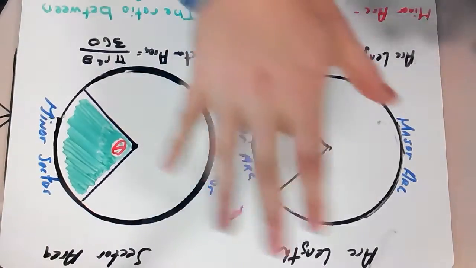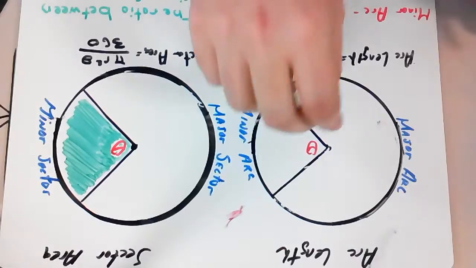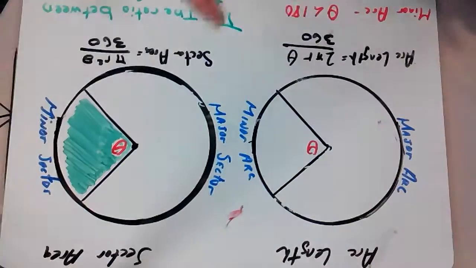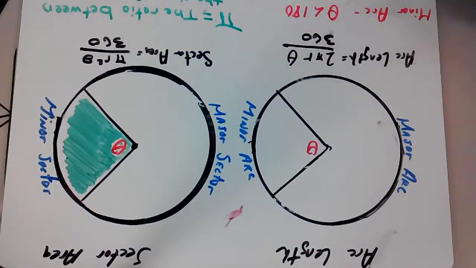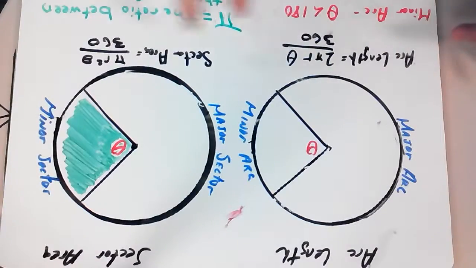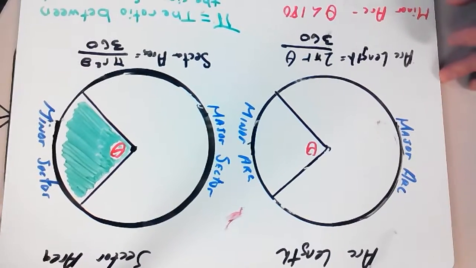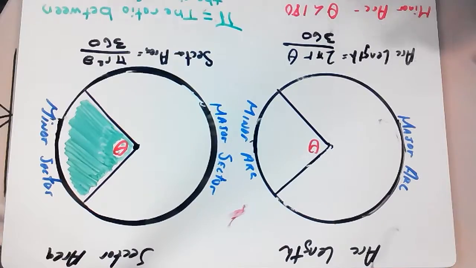So here's the deal. We're going to be dealing with arc length and sector area. The basic premise is that we're taking theta, which is degrees, and converting it to a unit of measure, such as inches or inches squared, feet or feet squared, something like that. There's a lot of information to this, but the math itself can be kind of straightforward.